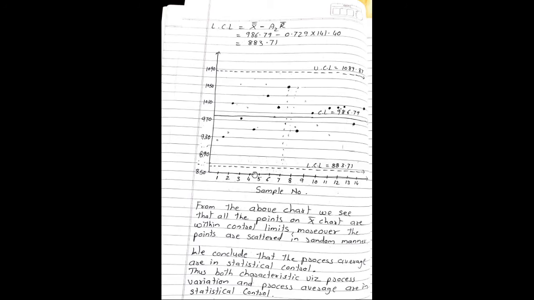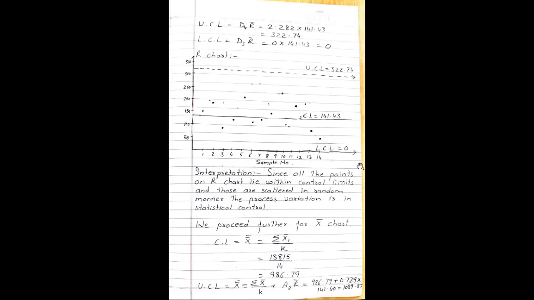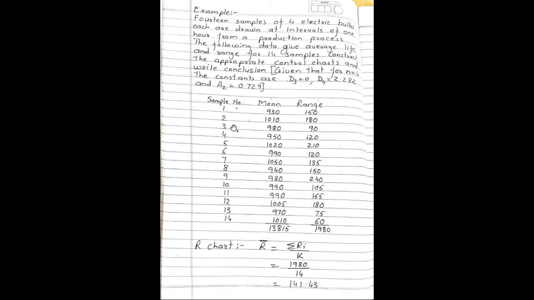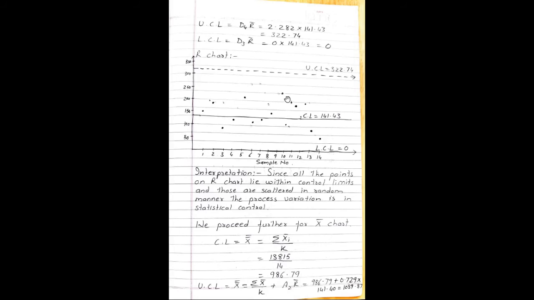So the first sample mean is 1010. Oh, sorry, 930, then 1010, 980, 950, 1020, 990. So this way we plot all the 14 points on the chart.